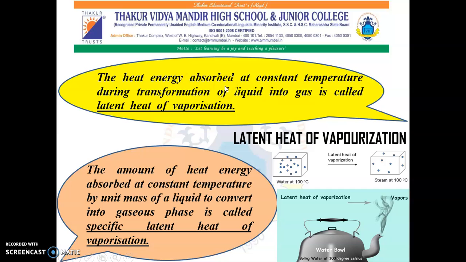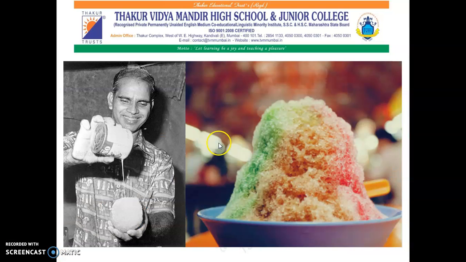The heat energy that is absorbed at constant temperature during transformation of liquid into gas is called latent heat of vaporization. The amount of the heat energy absorbed at constant temperature by unit mass of the liquid to convert into gaseous phase is called specific latent heat of vaporization.